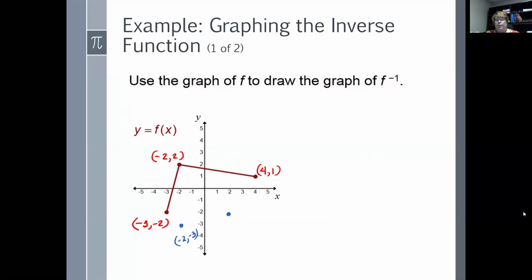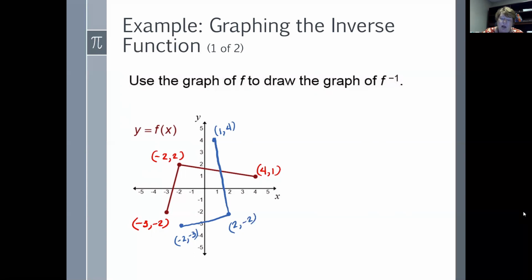And the last ordered pair on the graph of my function was 4, 1. So the point on the inverse would be 1, 4. Better label this 2, -2, and 1, 4. So now if I connect those points, I get the graph of the inverse.